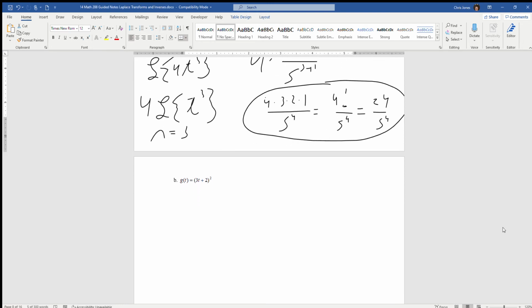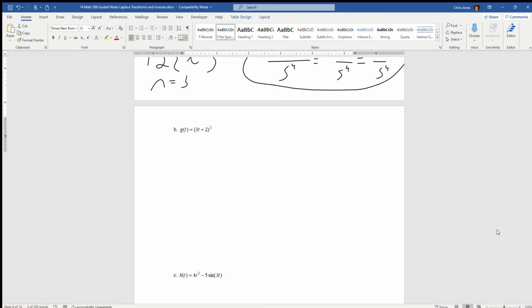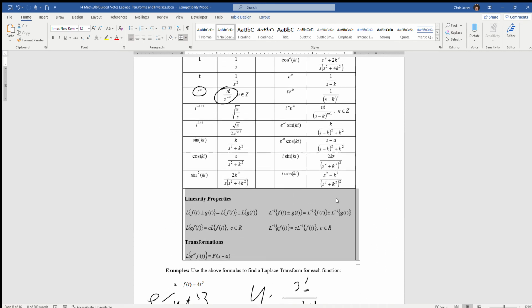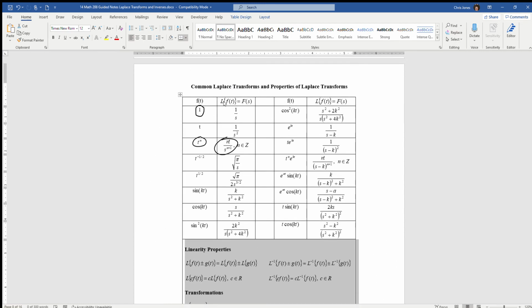A second example, we have this function g of t, and g of t is equal to 3t plus 2 quantity squared. So the Laplace of 3t plus 2 squared, we're just going to FOIL this out. That's going to be 9t squared plus 12t plus 4. We're going to use the polynomial theorem on each of these. And notice that we also have a constant. For f of t equal to 1, we have 1 over s. And for just t, it's 1 over s squared. So we're actually going to use all 3 of these rules to get to our Laplace transform.